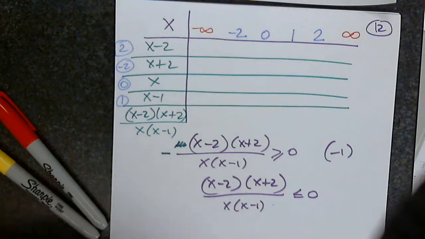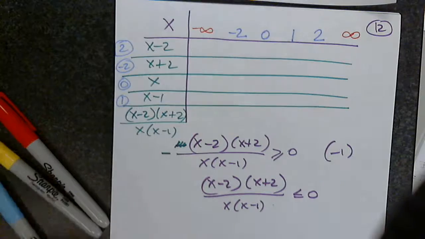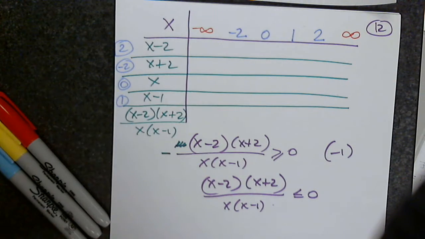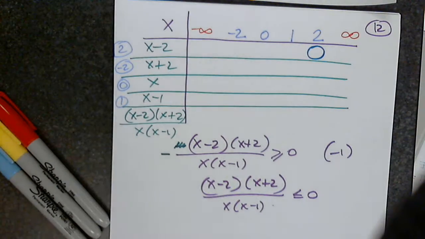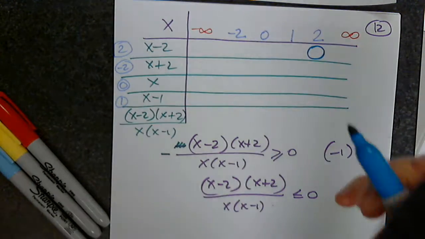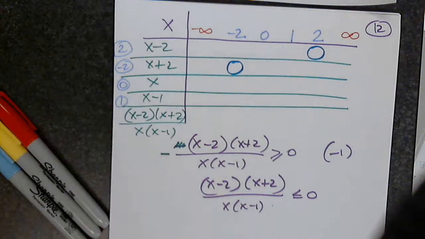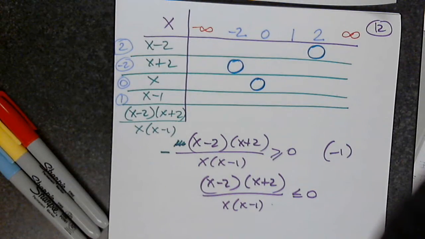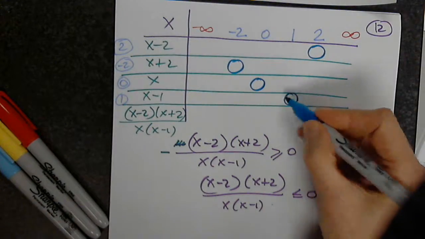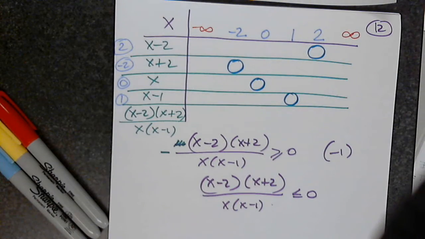So follow me, please. I need a 0 in the first row. Under which number will I put the 0? 2. Thank you. I need a 0 in the second row. Negative 2. I need a 0 in the next row. 0. And of course, I need a 0 in the last row. 1. Perfect. Now I'm looking at the whole thing.